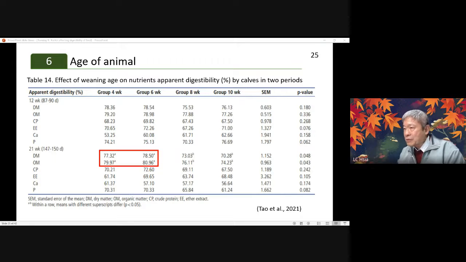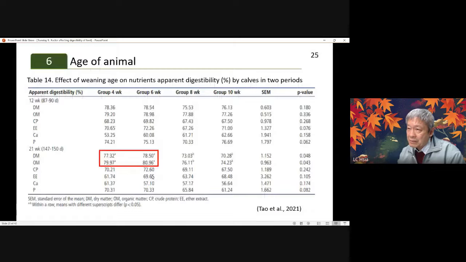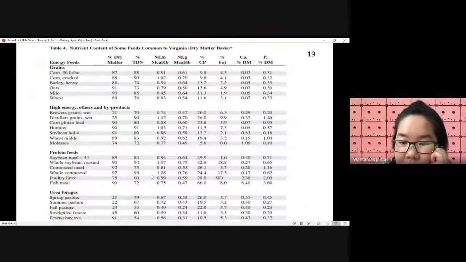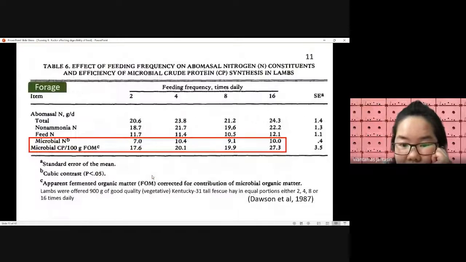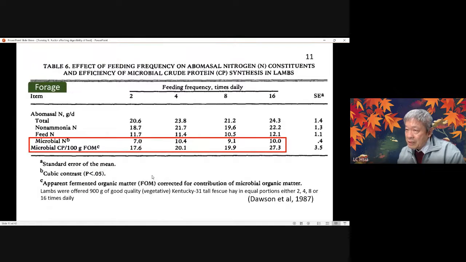Why do we need to feed more times? It's because if you go back to that table, the 4 and 8, you can see one thing very interesting. I think it's table 11. And you can see, after 4 times feeding, the microbes will be more stable.